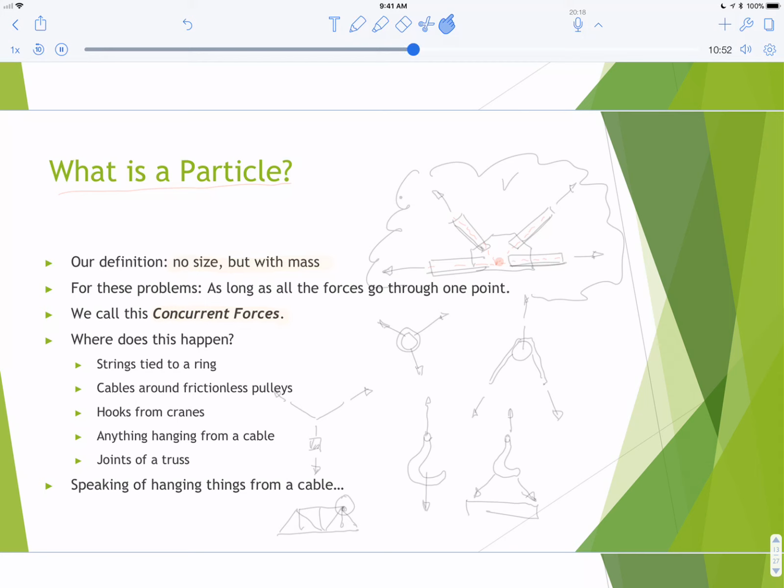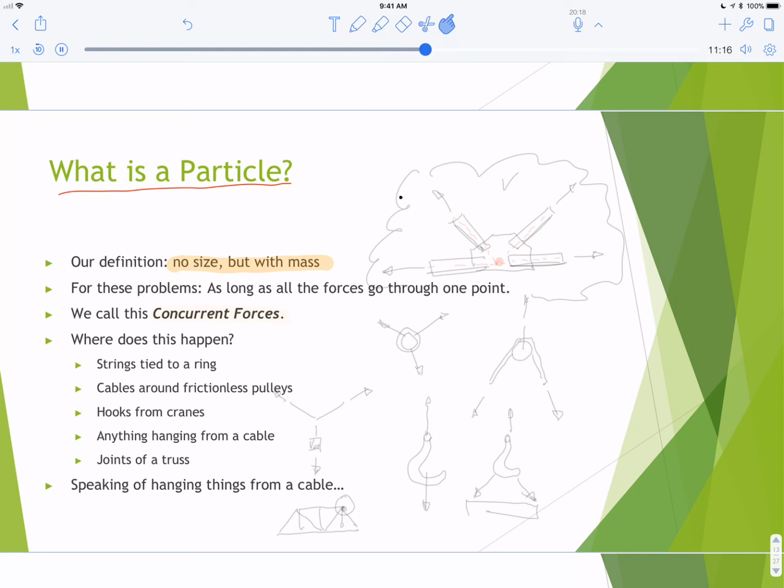So on the first day of class, we had this discussion on what is a particle. The official definition of a particle is something that has no size, but it has mass. Now, obviously, physically, that's not possible. Everything has a size. So basically, a particle in this class means a dot.